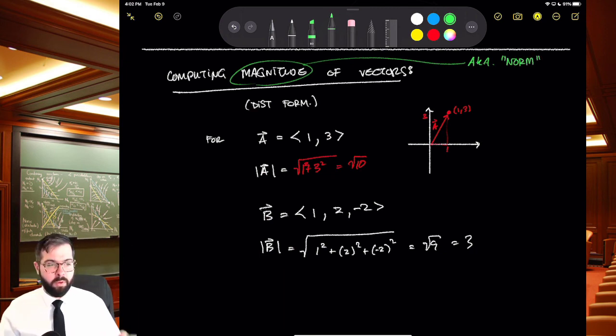Okay, so for those of you becoming math majors, you hear magnitude and norm as the most general kind of use of the absolute value.